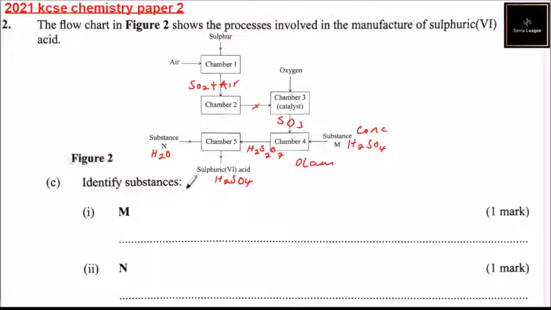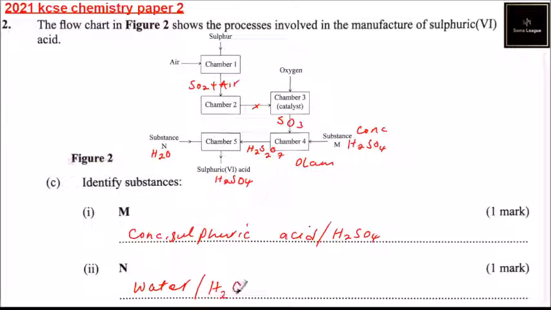So what we have here is, our substance M is conc sulfuric acid, or we can say H2SO4. Then substance N here, we have said it is water. So we say it is water, whose formula is H2O. And you will be able to get 2 marks.